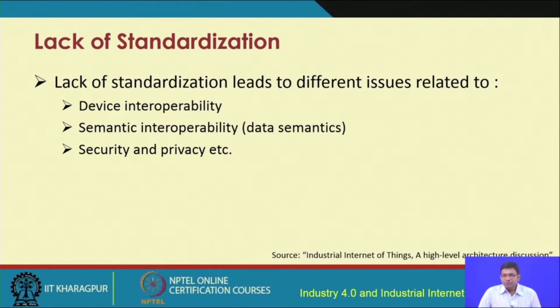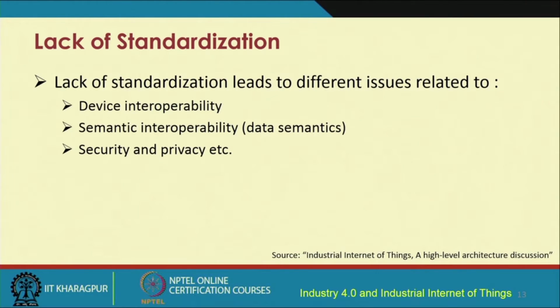Lack of standardization leads to different issues related to device interoperability and semantic interoperability. Device interoperability is understood. Different machines supporting different IoT devices need to talk to each other, and they have been made by different vendors. But what is the semantic interoperability that we are talking about? Semantics means meaning. These different devices talking different languages should be able to talk to each other meaningfully, they should be able to understand what they are talking about. That is the semantic interoperability, and obviously security, privacy and standardization concerns are also very important.